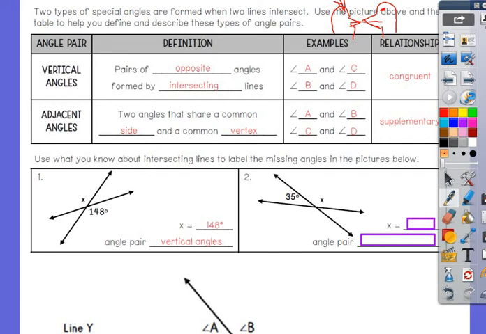Number 2. What vocabulary word do you see being used in number 2? She sees supplementary. Some people see adjacent. They're the same thing, okay? They're going to add up to 180. So I know these two add to 180. How would I go about finding what x is? You subtract 35 from 180, which gives you 145 degrees.